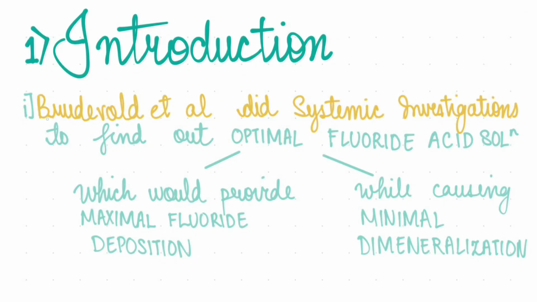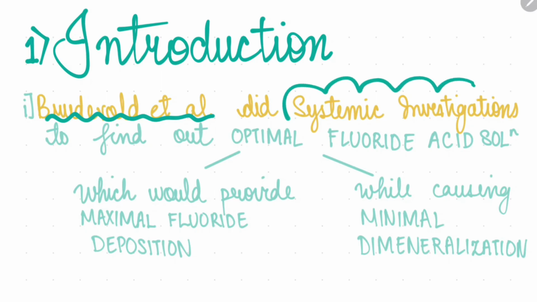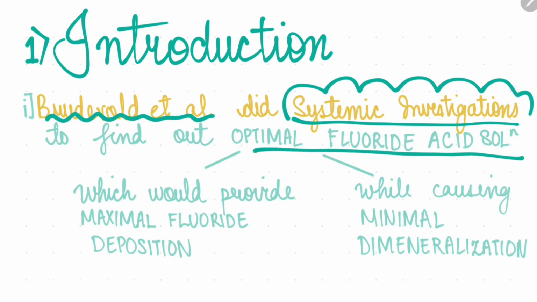Now, Brudevold et al. did a systemic investigation. Why did he do the systemic investigation? To find out what is the optimal fluoride acid solution. Now this fluoride solution, APF, is an acidic solution, and we all know what acid does to our tooth. Acid dissolves the enamel, right?